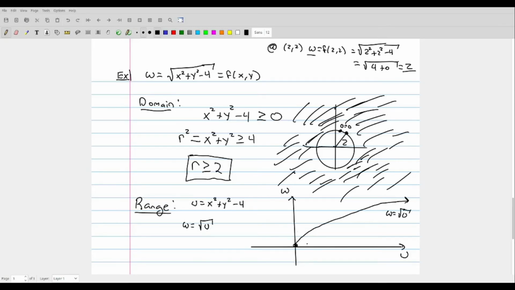So what that means is that the range of the square root function, square root of u, goes from u equals 0 out to u equals infinity, all the way out to positive infinity. And that then means that the range of our function f is also going to be the interval from 0 all the way out to positive infinity. And that's the range for this function.